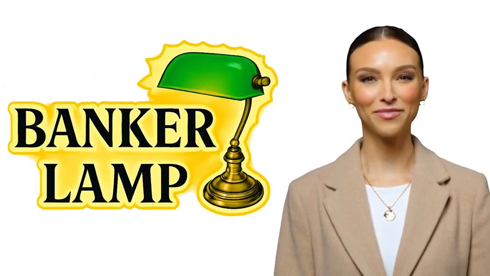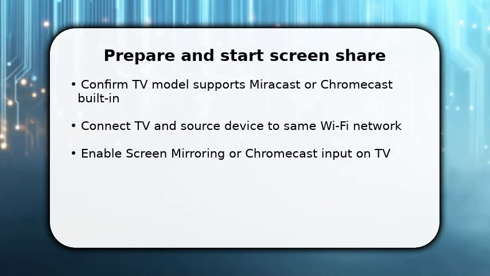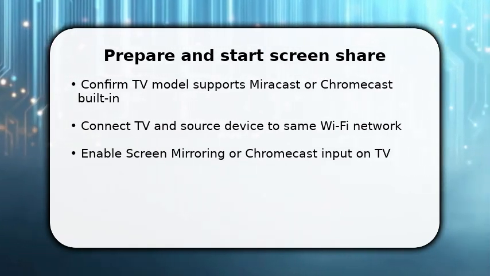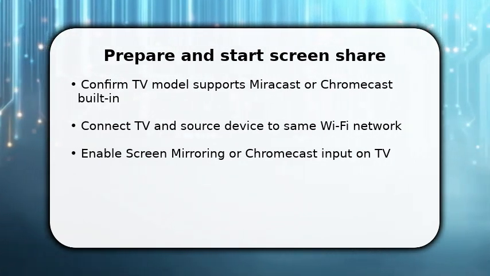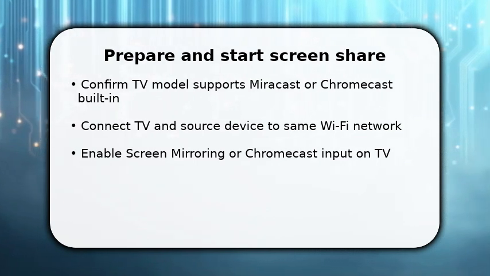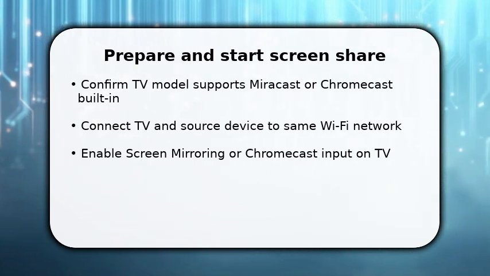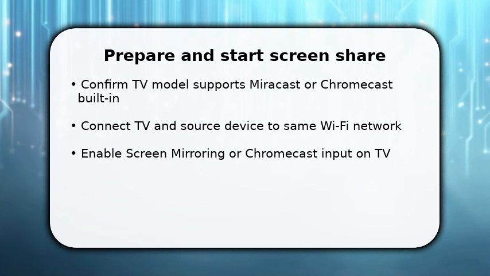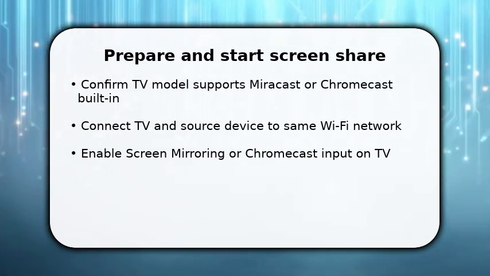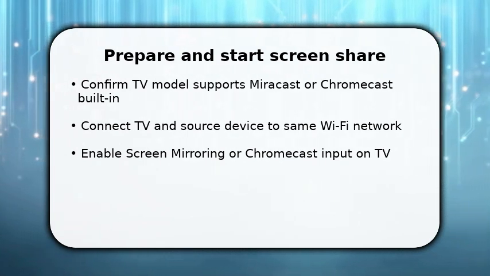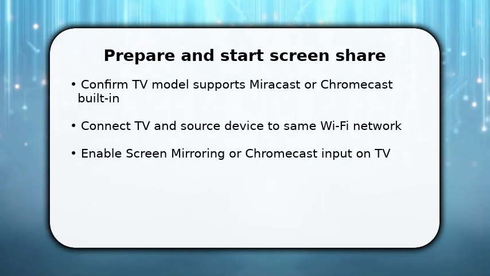Please enjoy the video. You begin by confirming your Sony TV supports the specific screen sharing method you'll use, Miracast or Chromecast built-in, because methods differ. Next, connect both the TV and your phone or laptop to the same Wi-Fi network. This creates the local link required. Once done, open the TV's input or app labeled Screen Mirroring or Chromecast and leave it showing the waiting screen, so your source device can discover it. These actions set the stage for the device-side connection steps that follow.